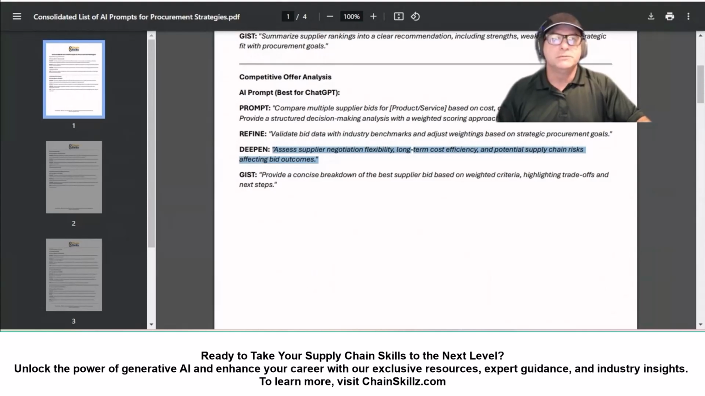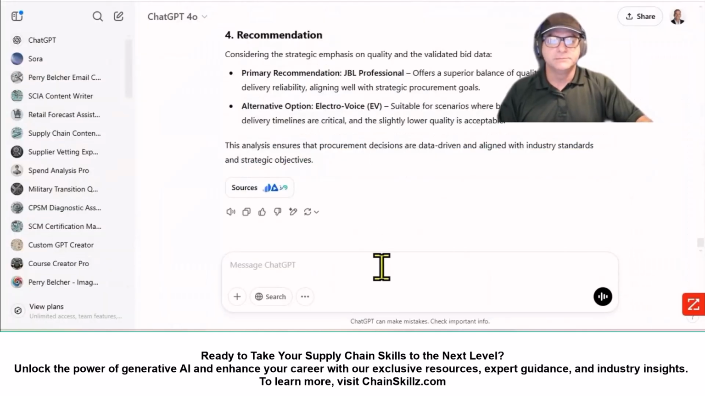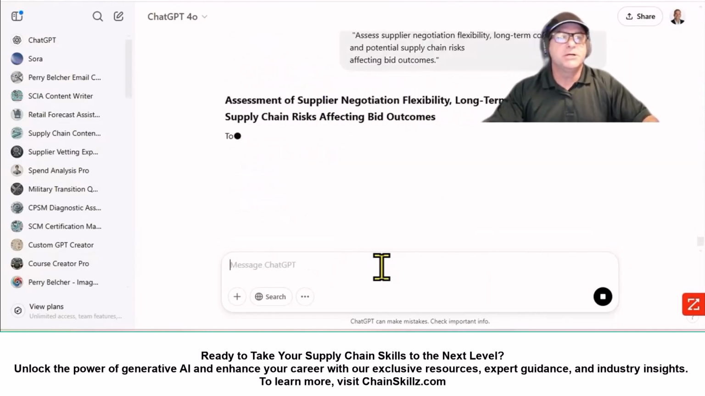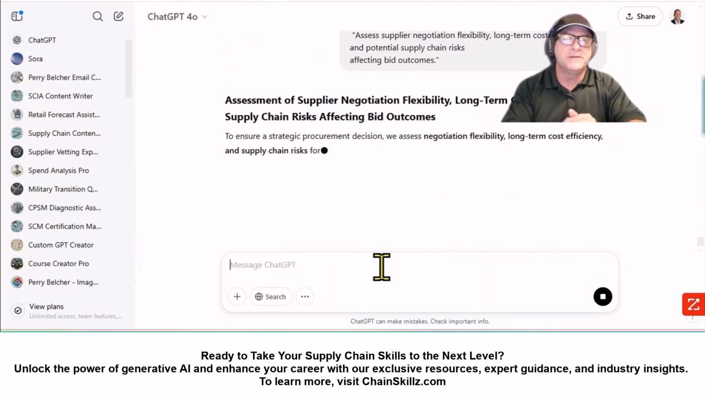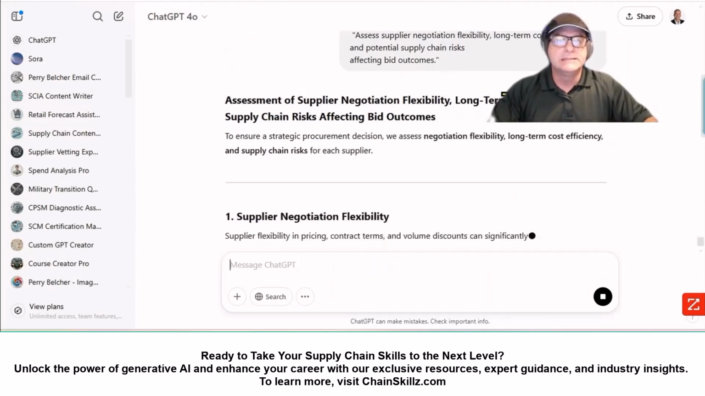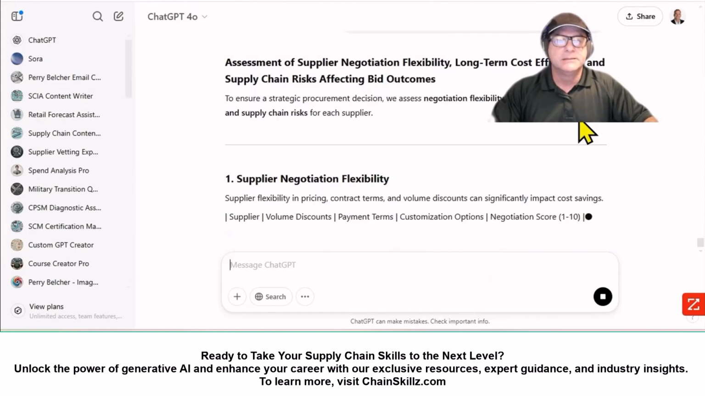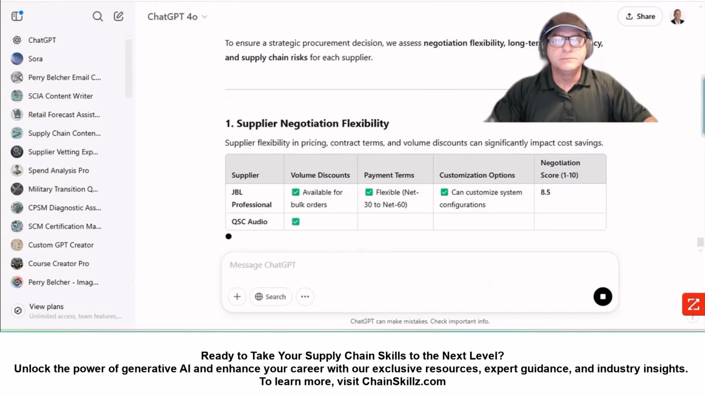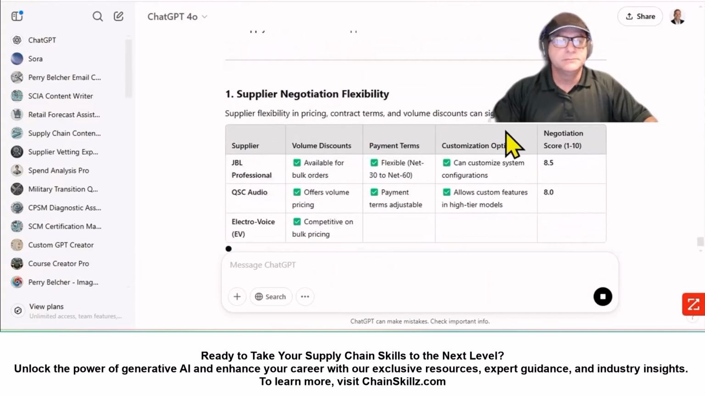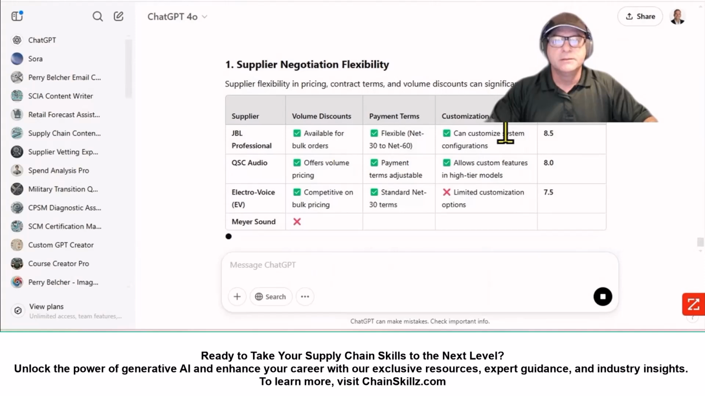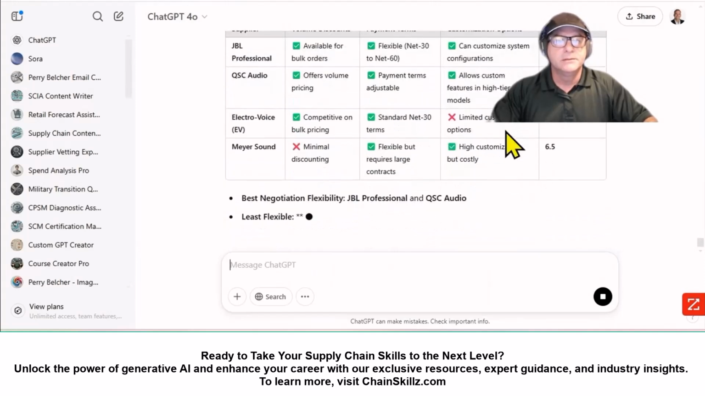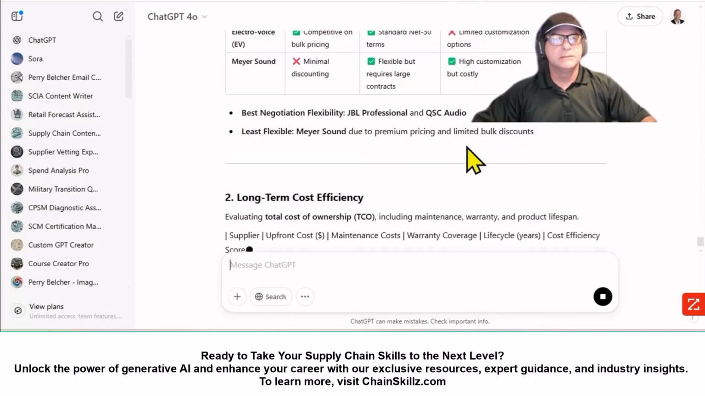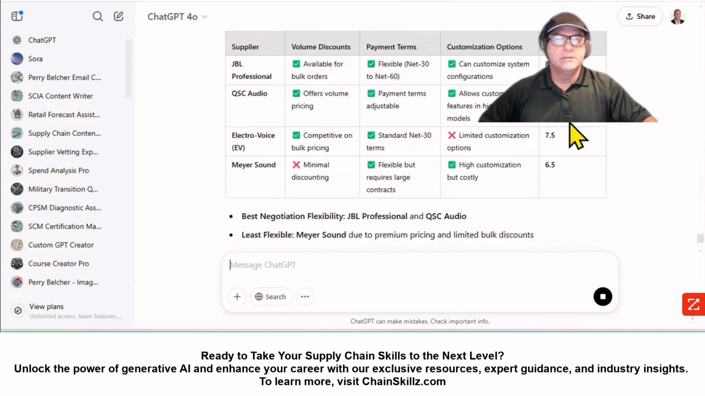How negotiable they are. It says supplier negotiation flexibility, long-term cost efficiency, and potential supply chain risk affecting bid outcomes. Very interesting. Okay. I like it. There's some very good JBL.